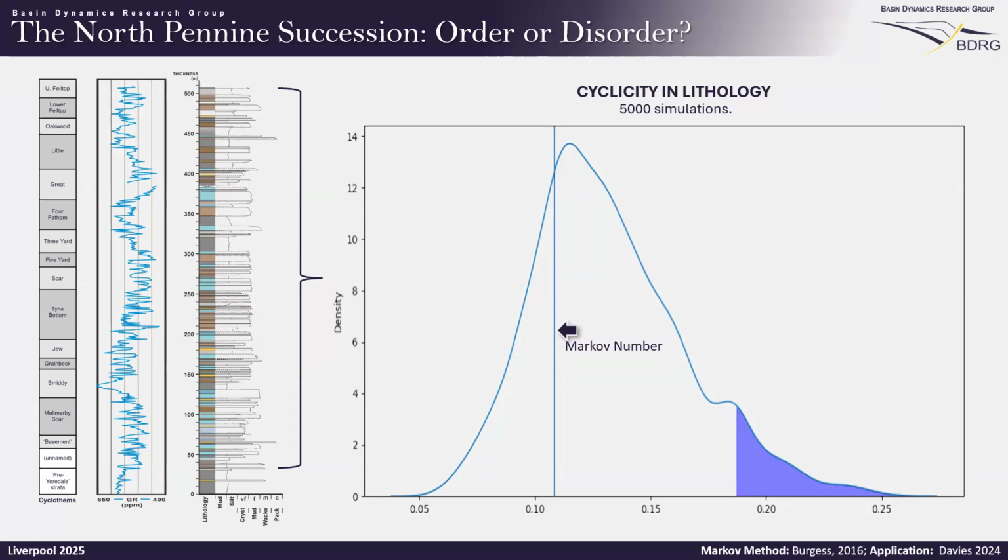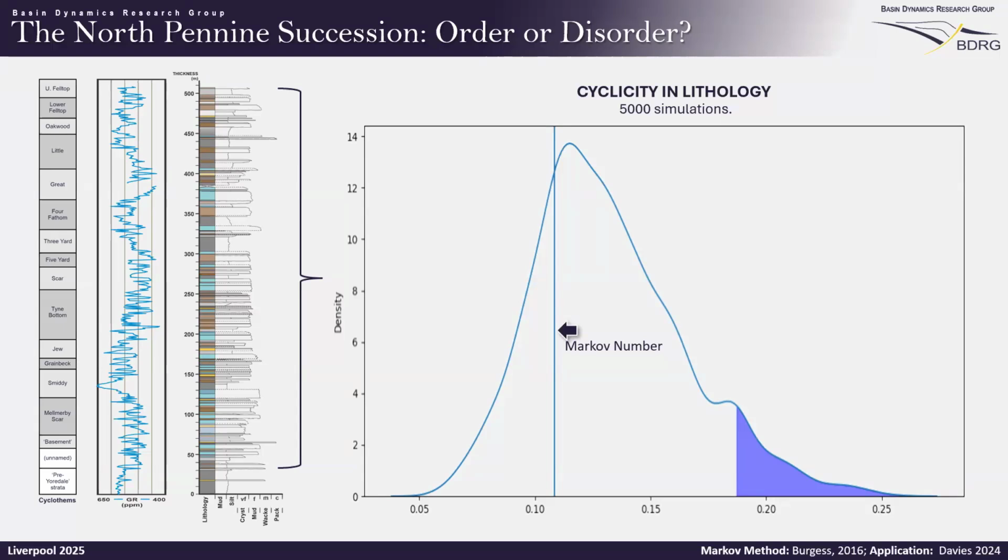So these are the answers. So here's our Markov number for that succession, just above 0.1. What does that mean? Well, in a very crude sense, the higher the Markov number, the more cyclic it is, or the more ordered, more correctly, it is, assuming everything else about that succession is the same, because that Markov number does depend upon various other factors of the succession other than just its cyclicity.